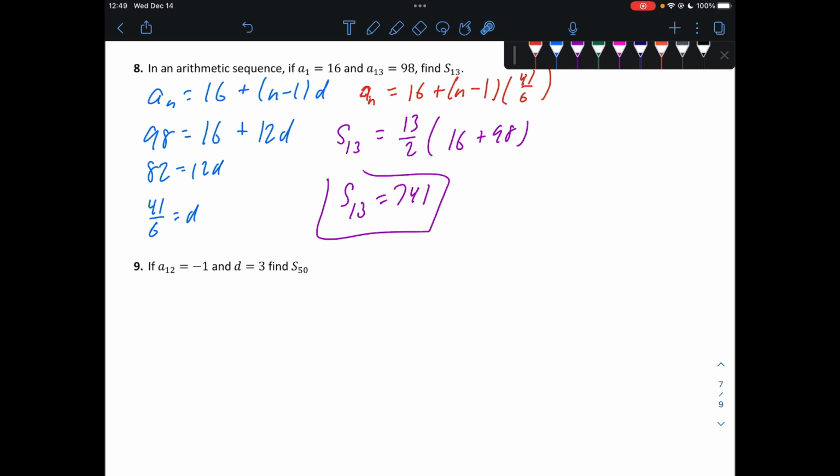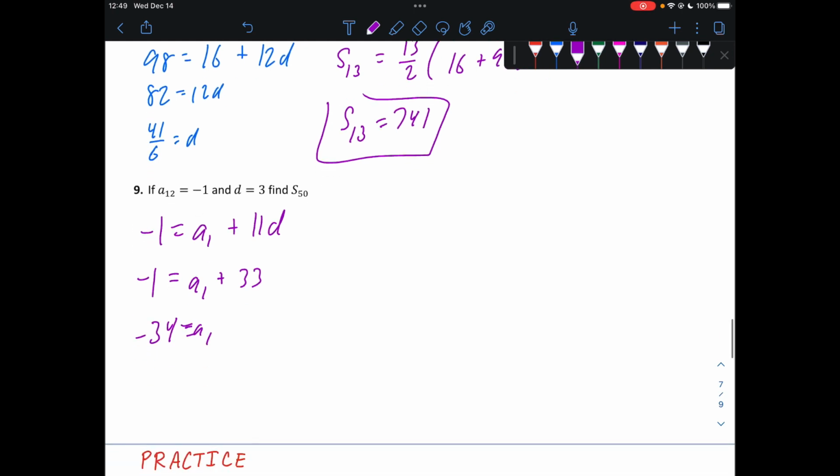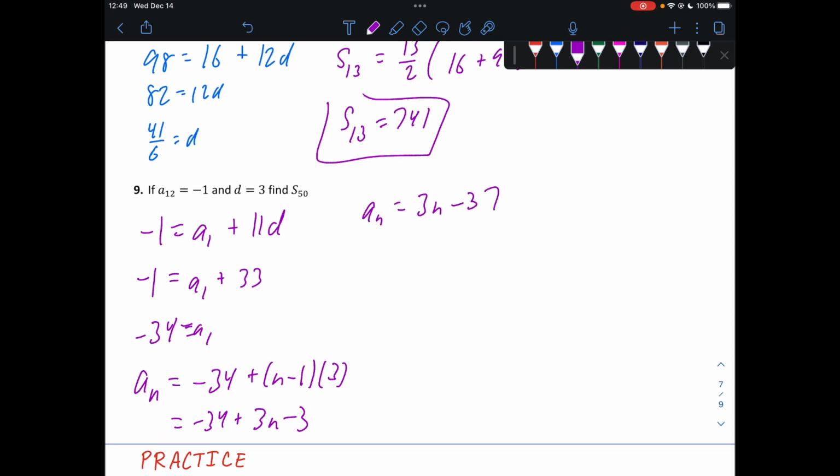Number 9, if a sub 12 equals negative 1 and d equals 3, find s sub 50. All right, so a sub 12 equals negative 1. So negative 1 equals a sub 1 plus 11d. And d equals 3. So negative 1 equals a sub 1 plus 33. So negative 34 would be a sub 1. So now I can write my equation out. A sub n equals negative 34 plus n minus 1 times 3, which is negative 34 plus 3n minus 3. And finally, 3n minus 37 is a sub n.